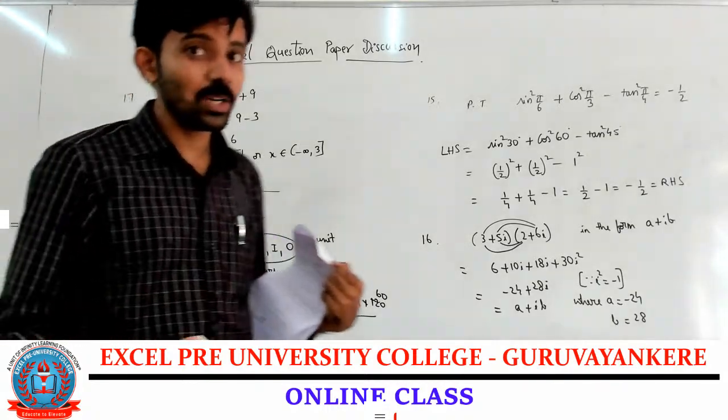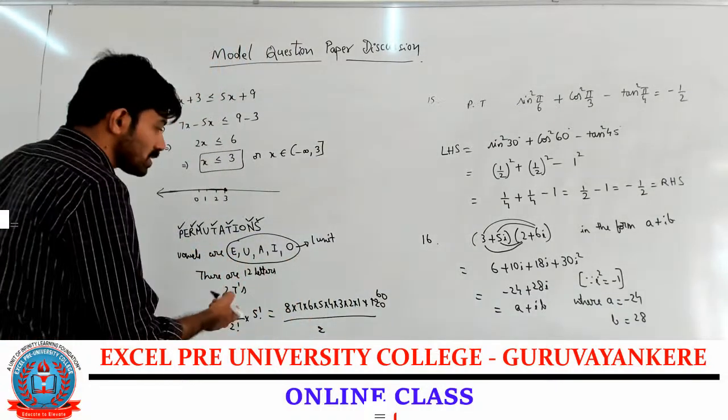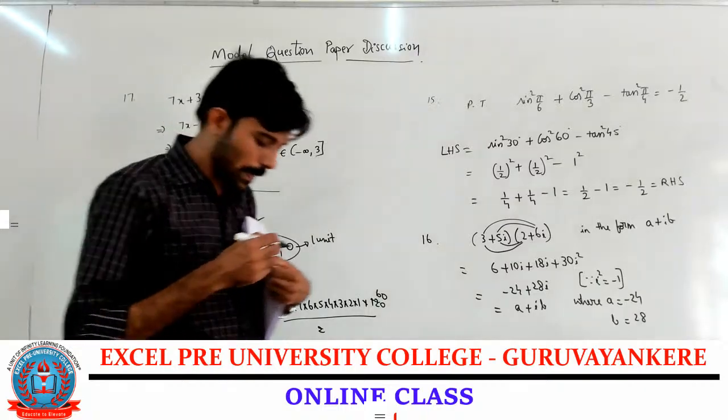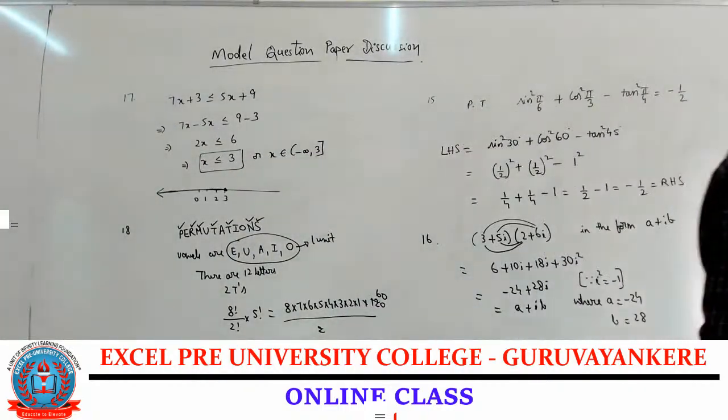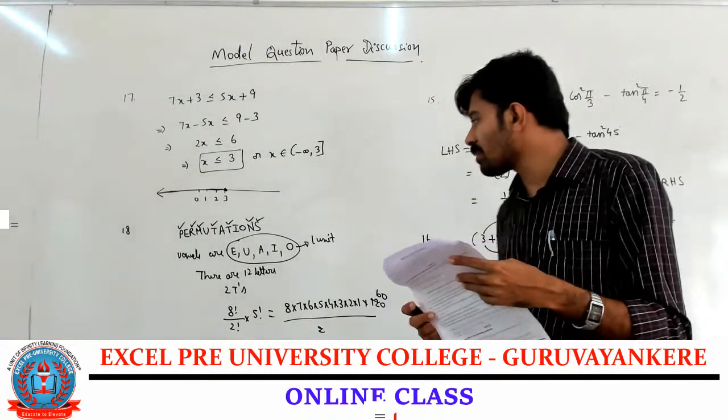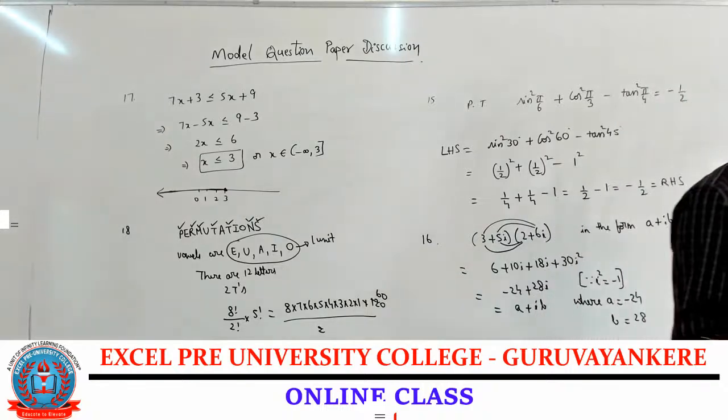7 factorial is 5040. 8 factorial is 40,320. I think. Multiply to 60. Complete the calculations. So total number of ways with ovals are all together.